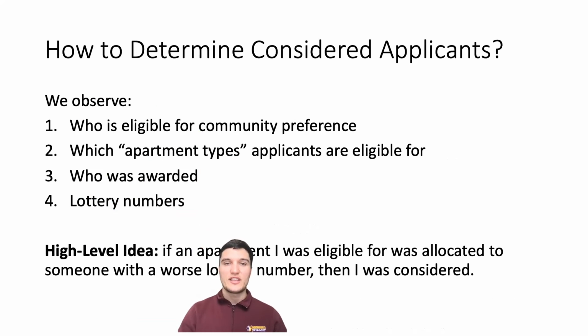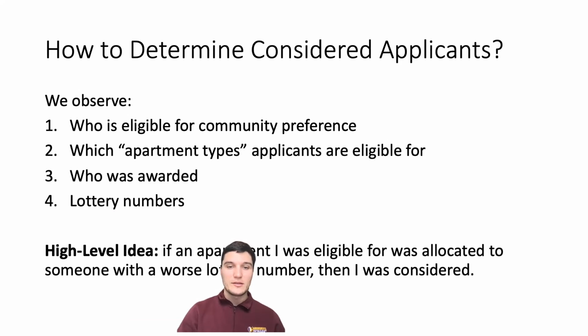Now, Siskin argues that we can use the data to basically determine who was considered. And that's because we do have information about who was eligible for community preference, which apartment types each applicant was eligible for, who was actually awarded a unit, and everyone's lottery number. The idea is that if we see an apartment that I was eligible for that went to someone who had a worse lottery number than I did, it must have been that I was considered and for one reason or another, not housed. Either I wasn't eligible or I wasn't actually interested and didn't follow up.